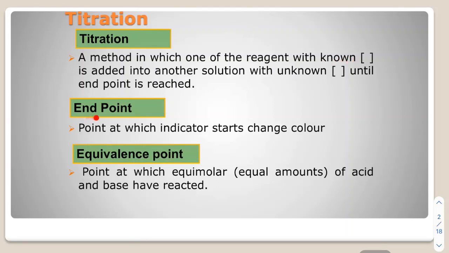Okay, and the endpoint is a point at which the indicator starts to change its color permanently. The equivalence point is the point at which equal amounts of the acid and base have reacted. It also depends on the mole ratio in the reaction. If the mole ratio is 1:1, they will reach the equivalence point when they have equal amounts. However, if their ratio is 1:2, then the equivalence point is when they achieve that ratio.